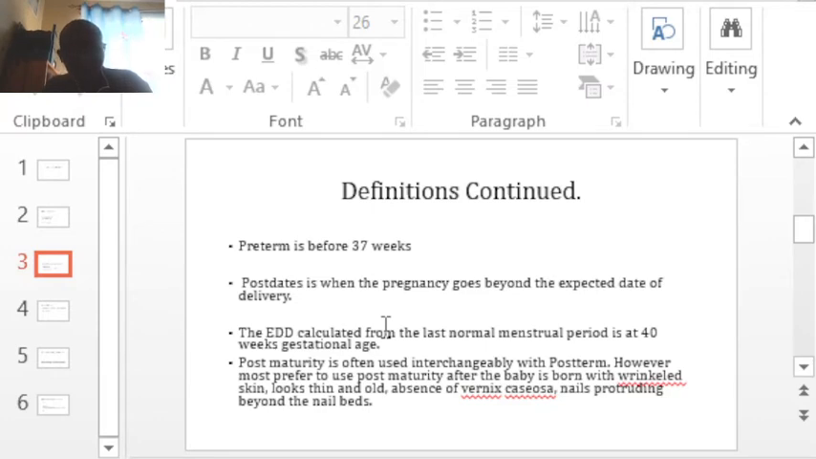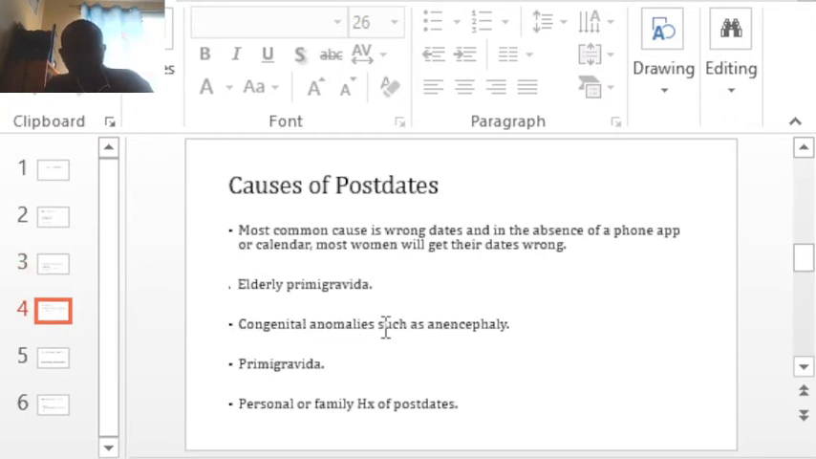So there's that interchange of the terms between post-term and post-maturity. But the post-term, post-maturity, and post-dates, especially the post-dates and the post-term, should not be confused, because the post-dates is a clinical entity that we work with most of the time on the ward. So the most common cause of post-dates is the wrong dates. Unless a woman keeps track of her menses through a diary or through a calendar or a phone app, if she does not intentionally keep track of her dates, they are likely to get their dates wrong. So the most common cause of post-dates is wrong dates.